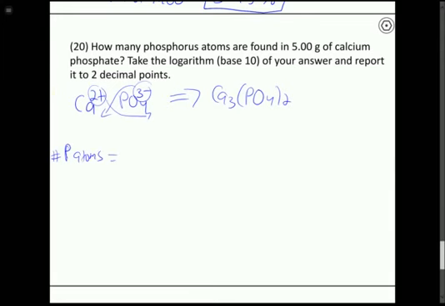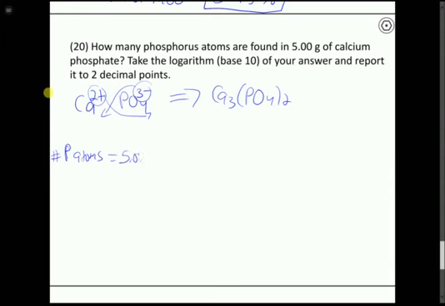So the chemical formula here, Ca3(PO4)2, can be interpreted in terms of moles. So there's 3 moles of calcium, 2 moles of phosphorus, 8 moles of oxygen, 4 times 2 is 8, per mole of compound, and that's going to be a helpful relationship for us.